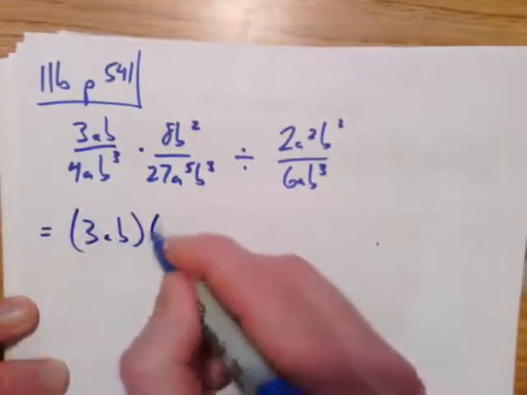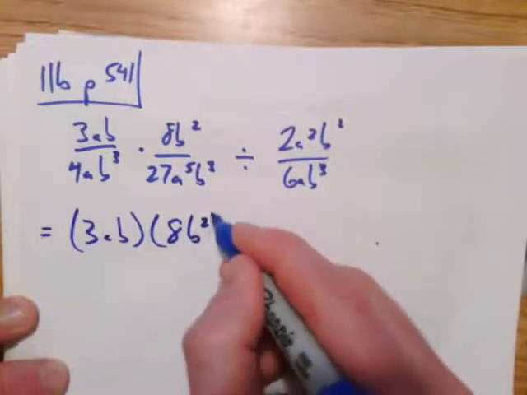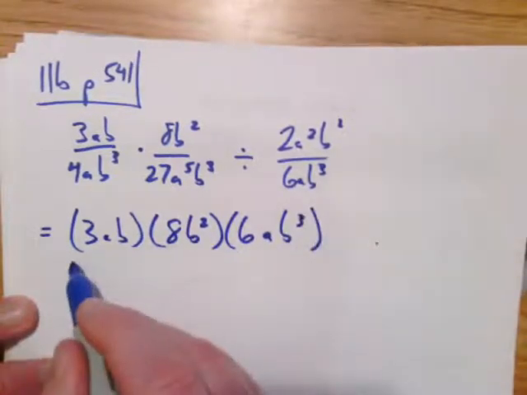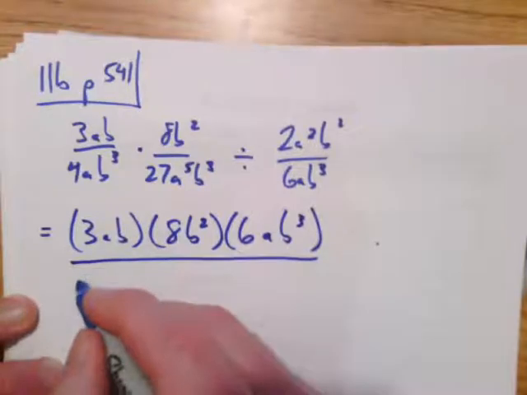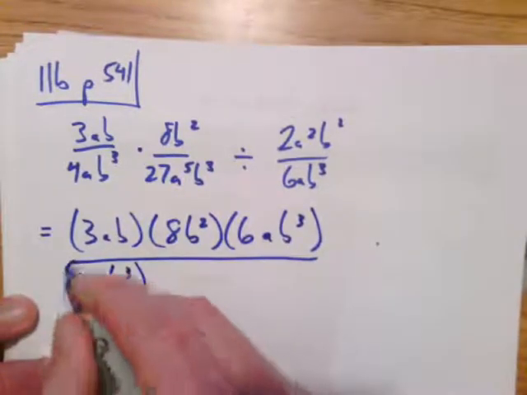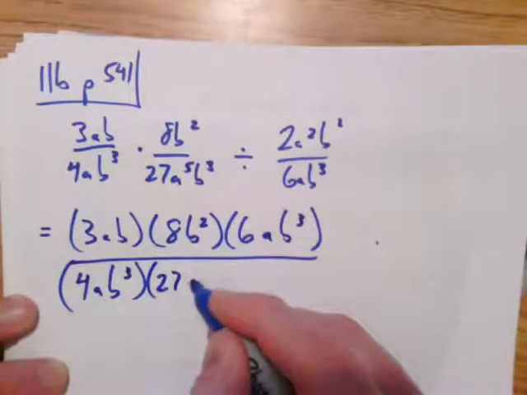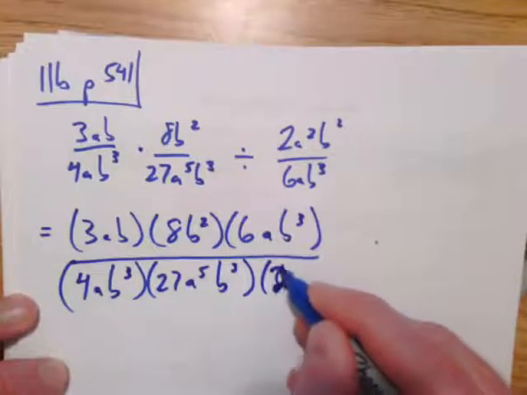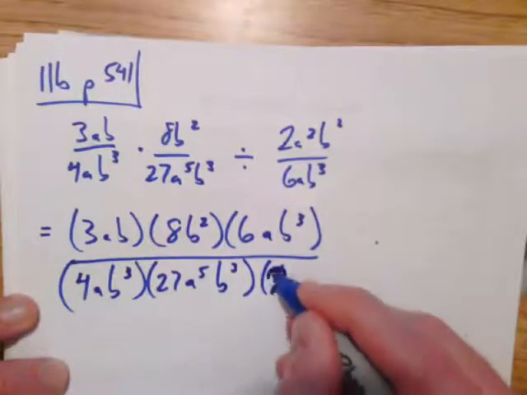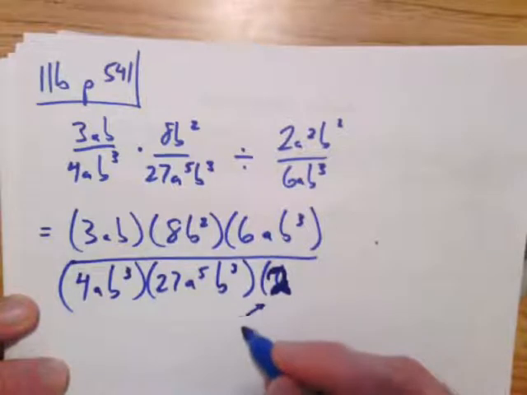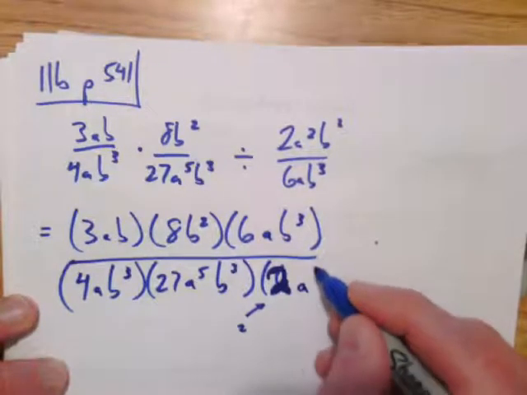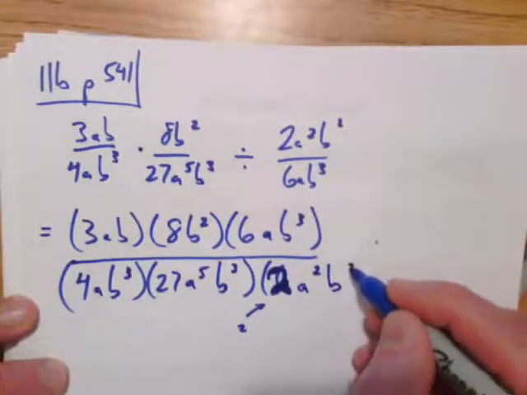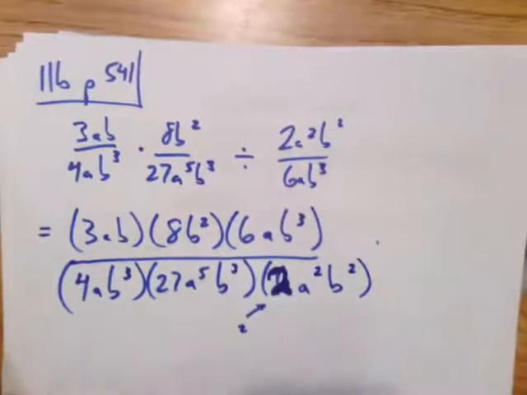3ab times 8b squared times 6ab cubed. You may notice I am giving space though, just to be able to cross and write things down. 4ab cubed, 27a to the 5, b to the 3, 2. That's a 2. A squared, b squared. So let's start canceling.